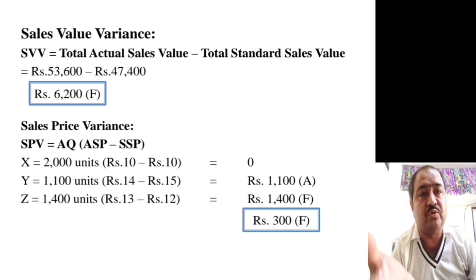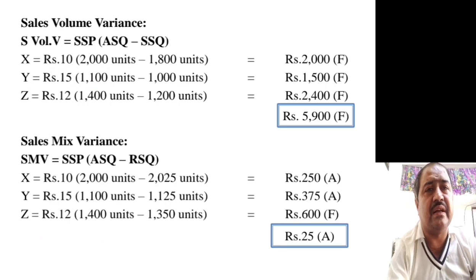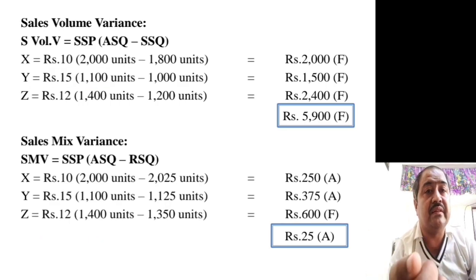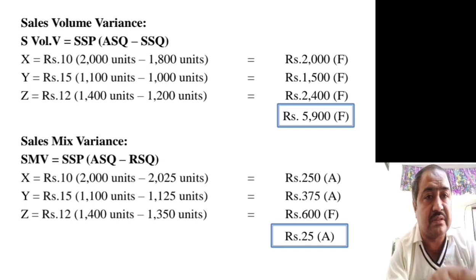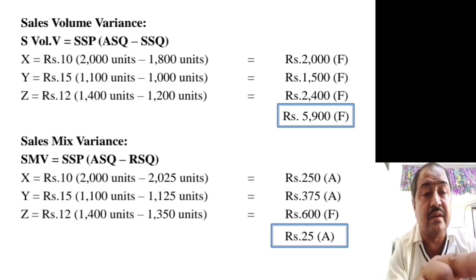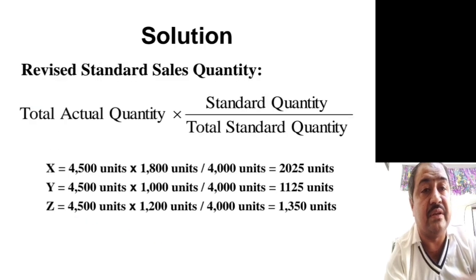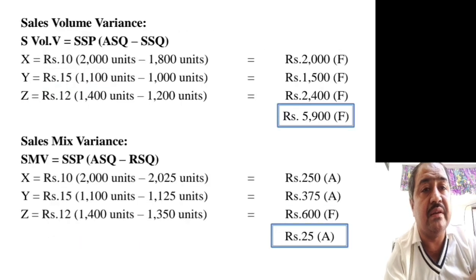Sales value variance: actual sales value minus standard sales value. Then price variance, as we calculated in the last example. Put the values in the formula and make the total of x, y and z. In the same way, calculate volume variance. And then mix variance. Here in mix variance you must observe that we will use the revised quantity. Which revised quantity? That we have calculated here in this way. So this revised quantity is used in this formula.